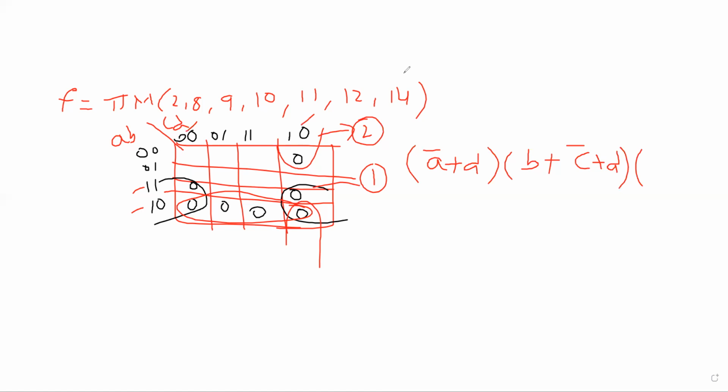Now let us consider this one as the third one. Only one row but four columns. Therefore we have to use one row, A complement plus B. This is the simplified Boolean expression. In this way you can simplify the given Boolean expression using the mapping technique. Is it clear?